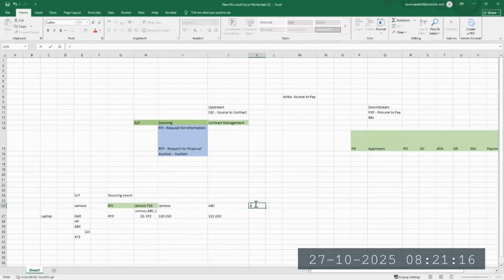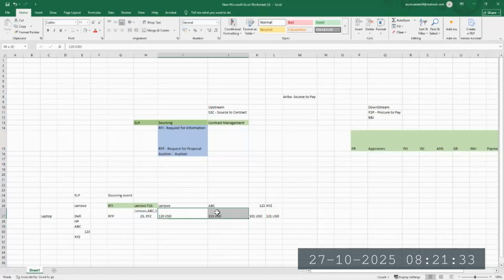And 123 supplier has given the price as 101 USD, and XYZ supplier has bid the price as 121 USD. So comparing all the prices provided by the suppliers, the system will tell that 123 has provided the best price for this product. So now what does this mean?